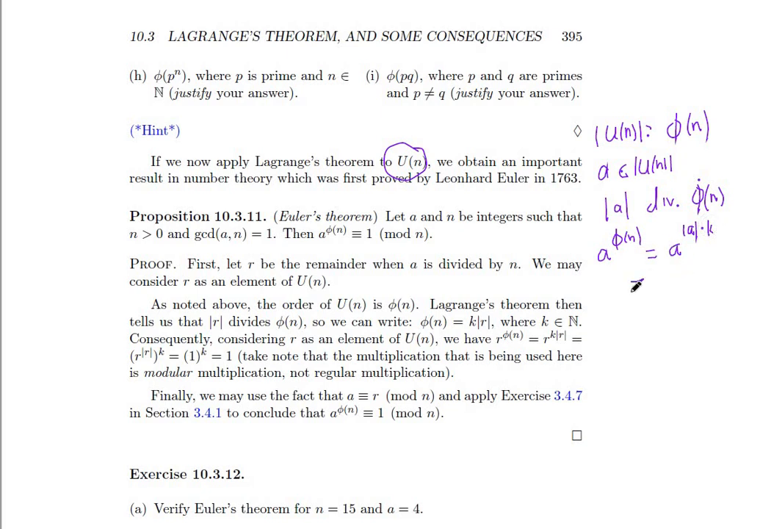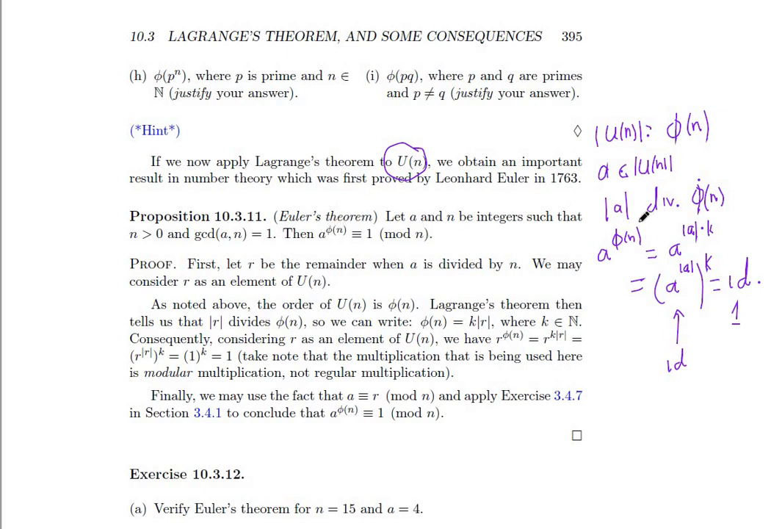That's the same thing as A to the order of A, to the kth power. Now what's A to the order of A? It's always equal to the identity. So this is the identity to the k, which is equal to the identity. The identity in our case is 1, because we're working mod n. So in fact, we have this result: let n be an integer and A such that the GCD of A and n is equal to 1. Then A to the phi of n is congruent to 1 mod n.